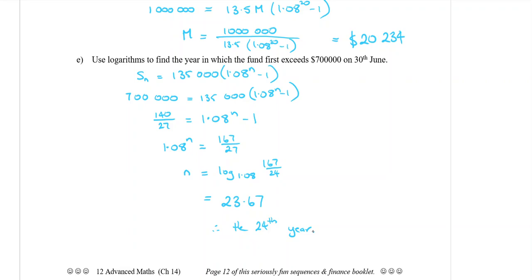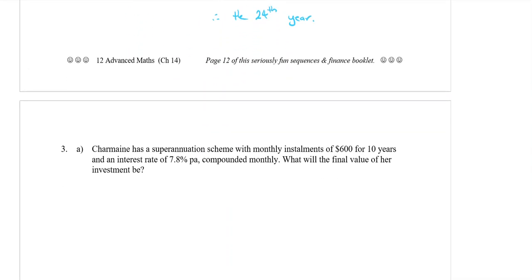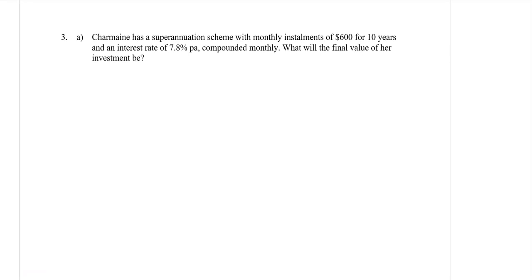Okay, question 3. Charmaine has a superannuation scheme with monthly instalments of $600. First thing to note is we're talking about months. That changes things. So $600, that is a monthly payment. But the 10 years, that's going to have to be 120 months. I'm going to have everything in months.